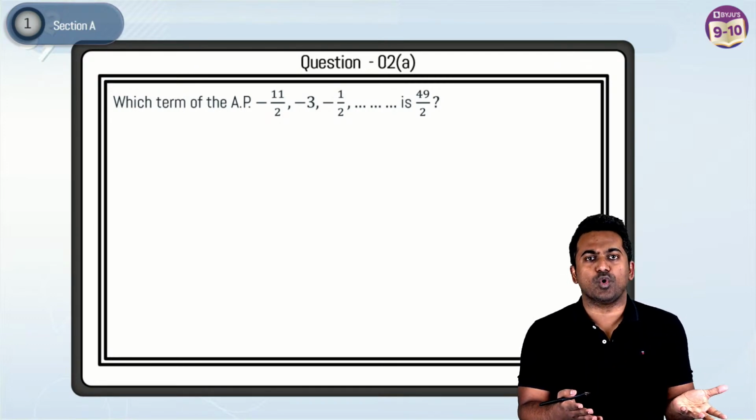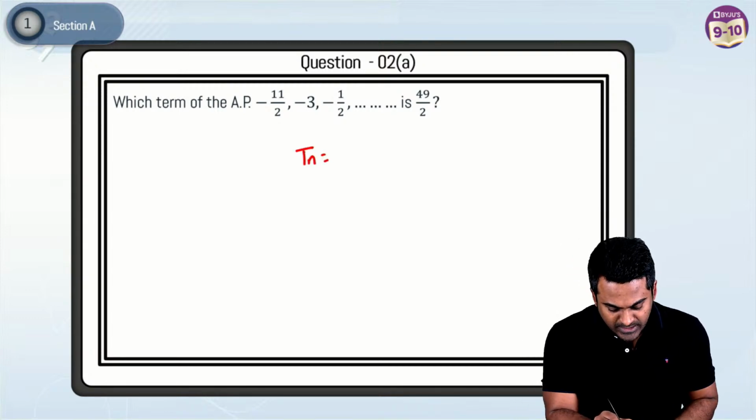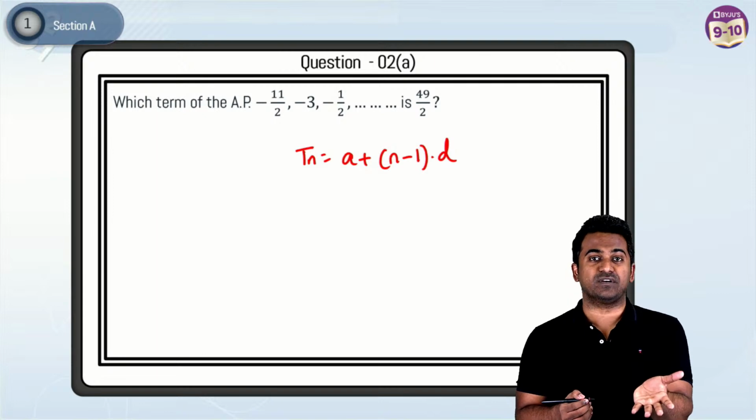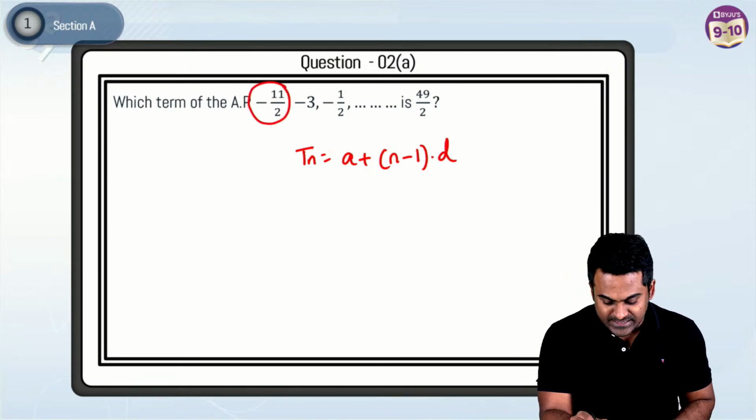So all we have to know here is the nth term of an arithmetic progression. And the nth term is a plus n minus 1 multiplied by D, where you guys know that A is the first term and D here is the common difference. So the first term here, as you can see, is minus 11 by 2. So A is minus 11 by 2.